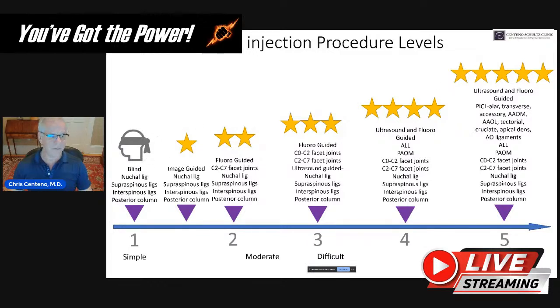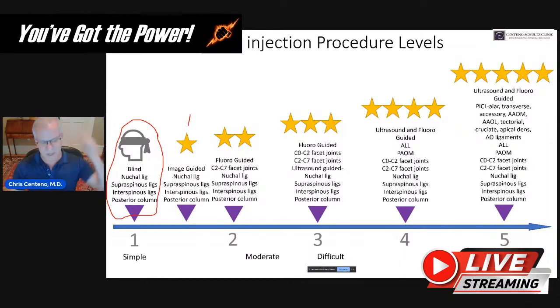So here's how I have graded these. Obviously, we've got these blind procedures that I don't recommend anybody get in the year 2023. It just makes no sense. Ultrasound imaging is cheap. Obviously, fluoroscopy is more expensive, but at the very least, use an ultrasound machine. So then we've got this level 1 procedure here, 1 star, and this is not stars and how good they are, just so that you can see all the different things that can be injected at different levels.